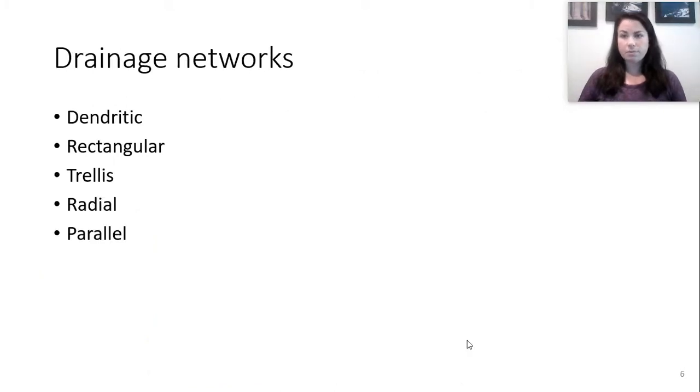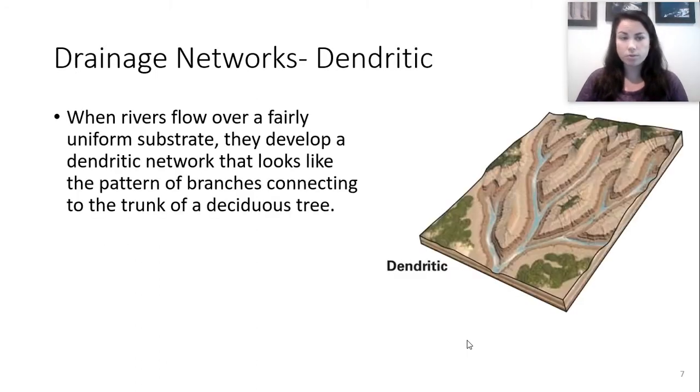So there's a few different types of drainage networks. We have dendritic, rectangular, trellis, radial, and parallel. So let's look at all those individually. A dendritic drainage network looks like this here on the right, and that's when a river flows over a uniform substrate and they develop a dendritic network that looks like branches of a tree, basically. That's how it got this name.